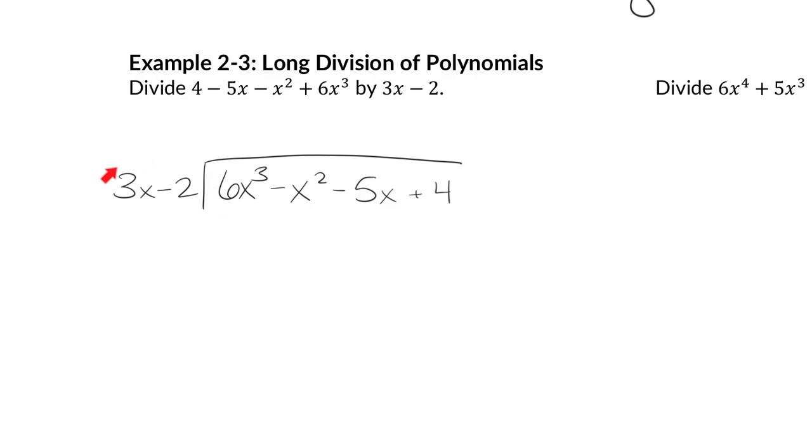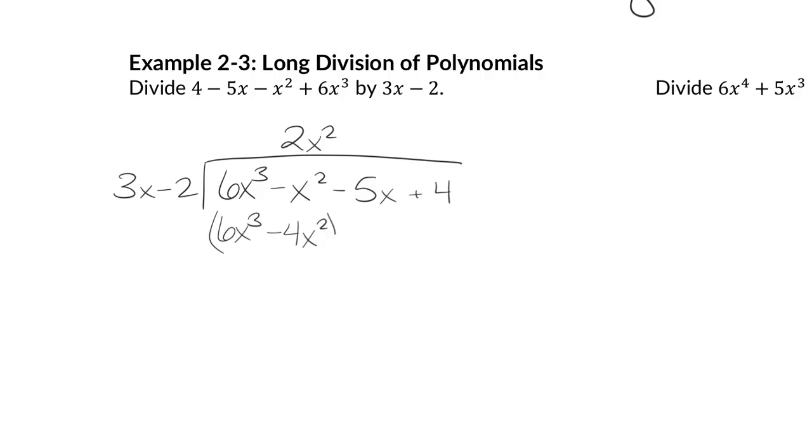First term divided by first term. 6 divided by 3 is 2. X cubed divided by x is x squared. So I'm going to put 2x squared above the x squared term. Then we distribute, we multiply. 2x squared times 3x is 6x cubed. 2x squared times negative 2 is negative 4x squared.